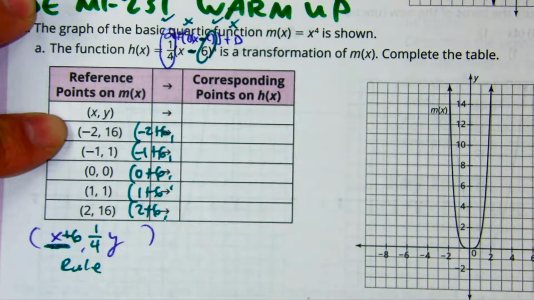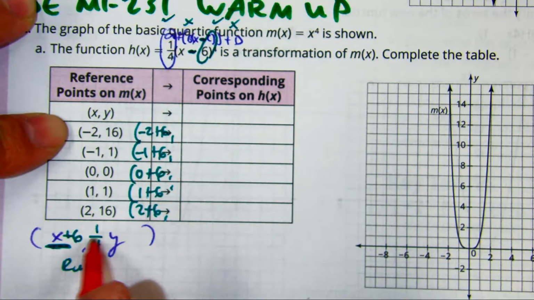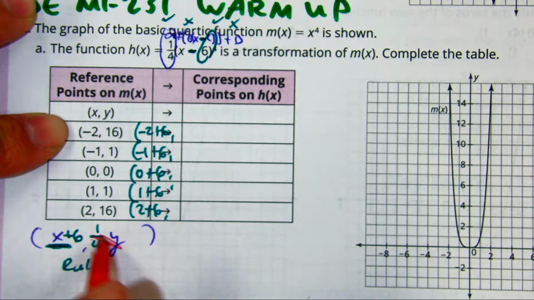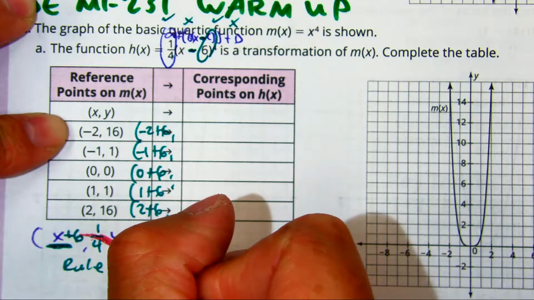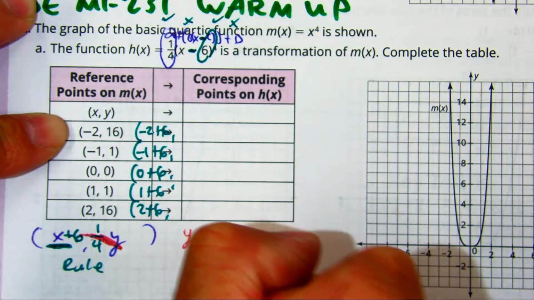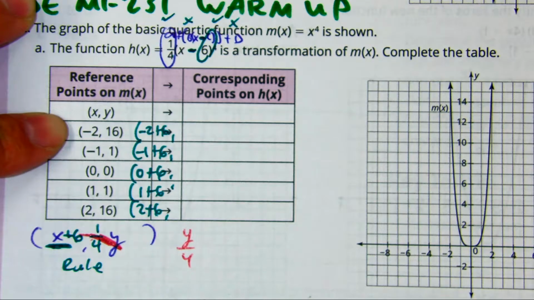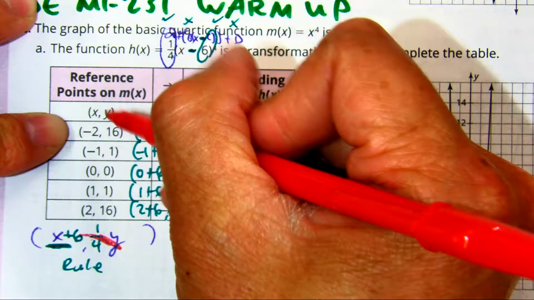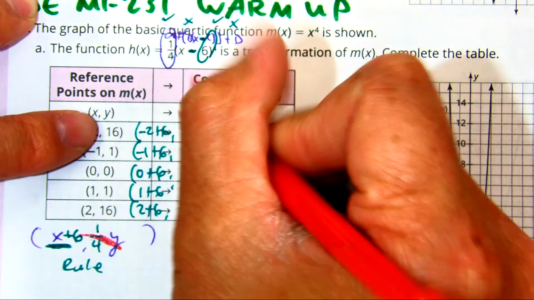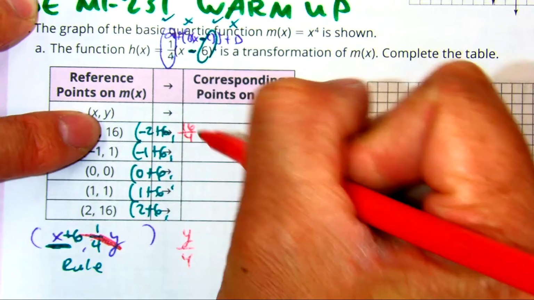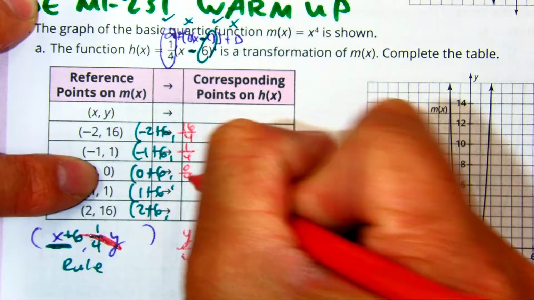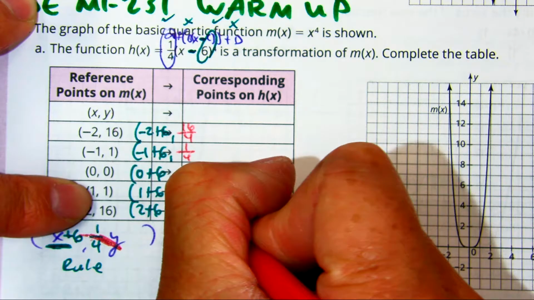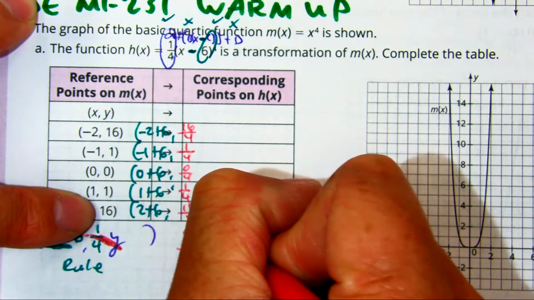Remember, the multiplying by 1/4 is the same thing as dividing by 4. So really it's kind of like y over 4. Does that make sense? So I'm going to take all of the y coordinates and divide it by 4. So 16 divided by 4. 1 divided by 4. 0 divided by 4. 1 divided by 4. And 16 divided by 4.